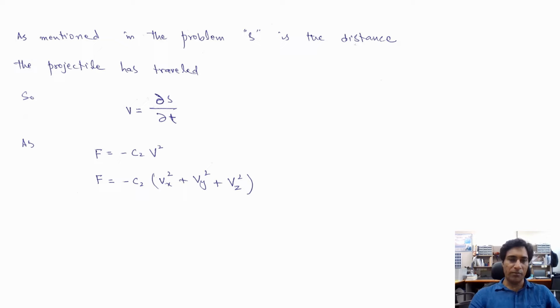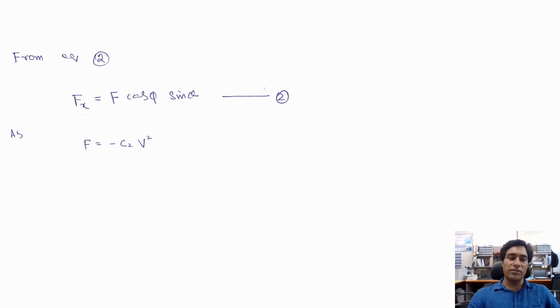As mentioned in the previous slide, air resistance is equal to minus c2 v squared. Because in the three dimensional case, the equation should be like F is equal to minus c2 times vx squared plus vy squared plus vz squared. Thus the differential equations of motion are not separable. So from equation 2, this is the x component of the force, Fx is equal to F cos phi sin theta, and it is also given that F is equal to minus c2 v squared.